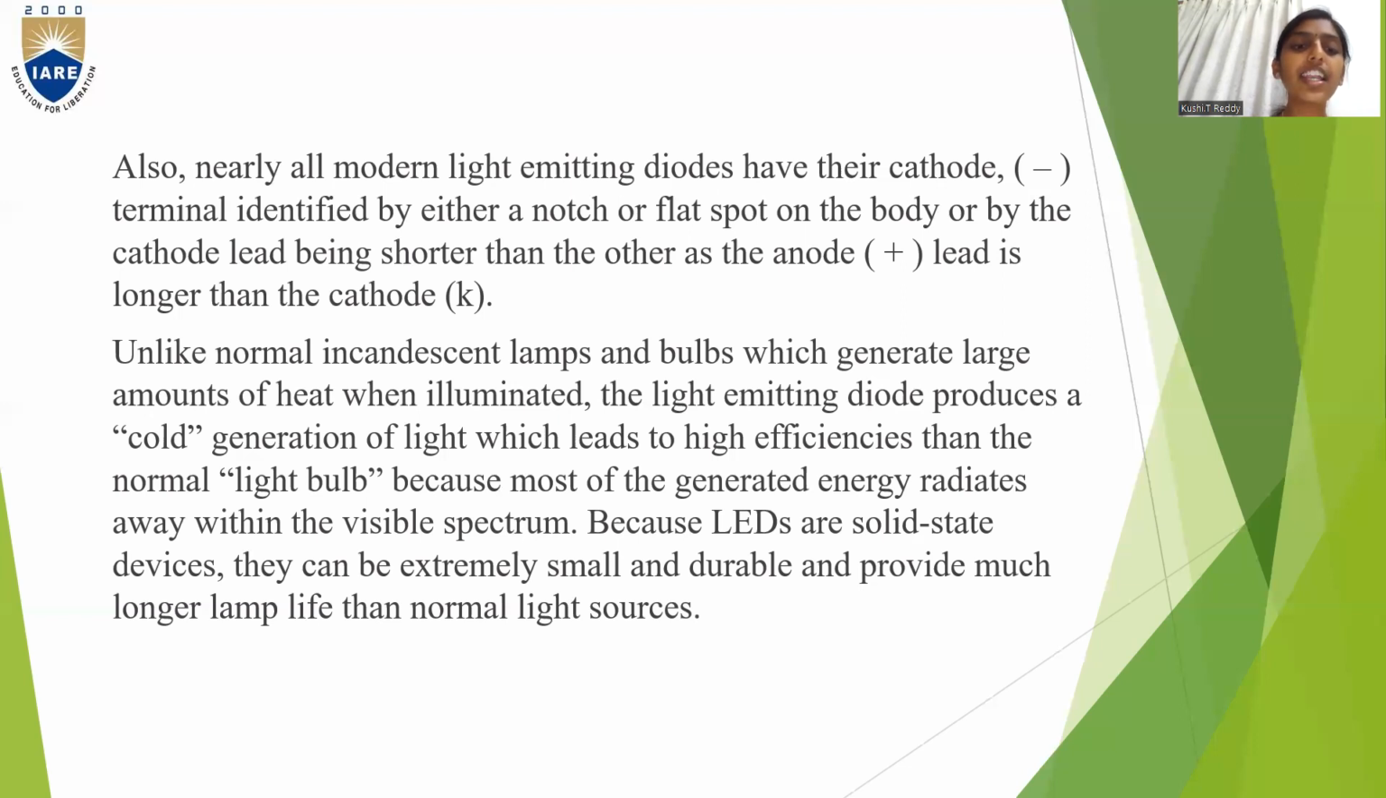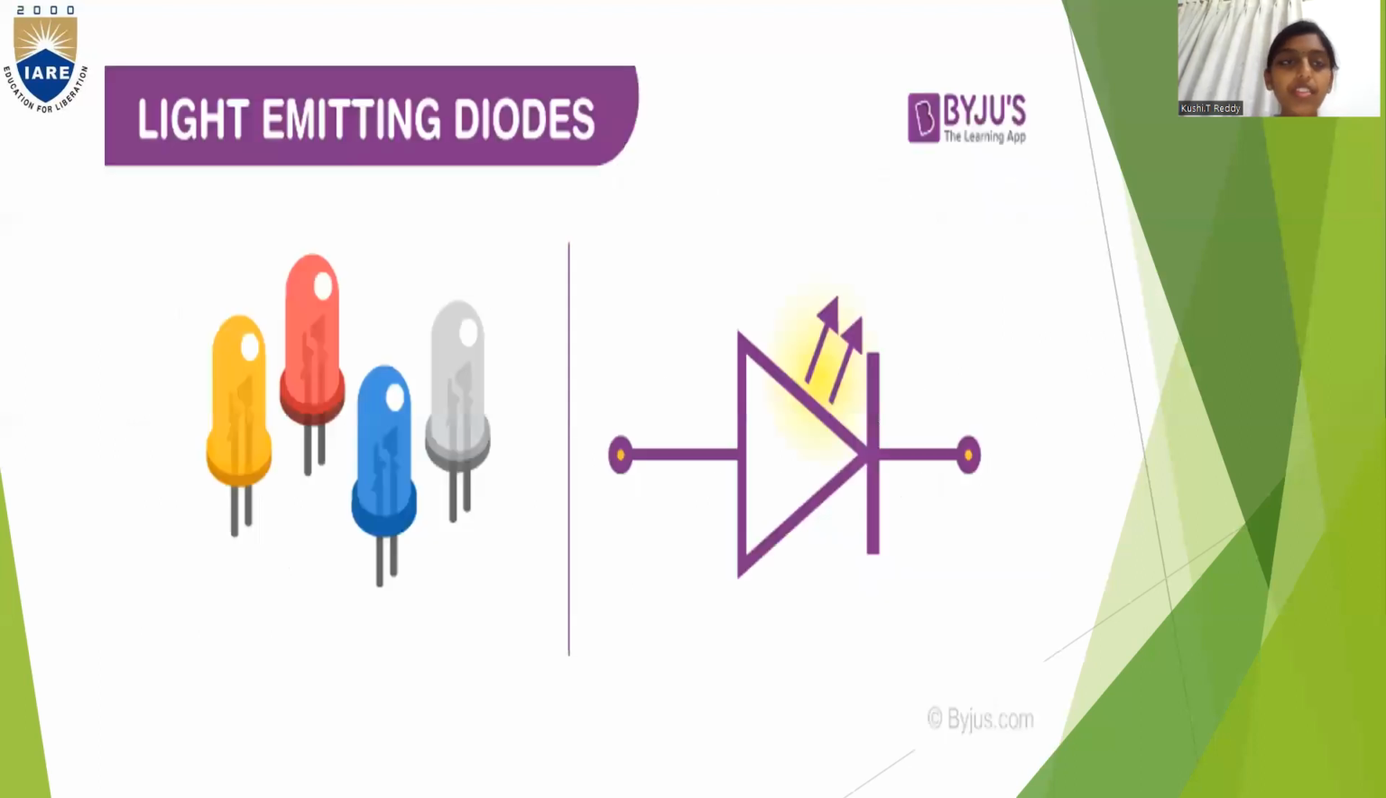Unlike normal incandescent lamps and bulbs, which generate a large amount of heat when illuminated, the light emitting diode produces a cold generation of light, which leads to higher efficiency than the normal light bulb, because the generated energy radiates away within the visible spectrum. Because LEDs are solid state devices, they can be extremely small and durable and provide a much longer life than normal light sources. So in this picture, you can see the light emitting diodes.